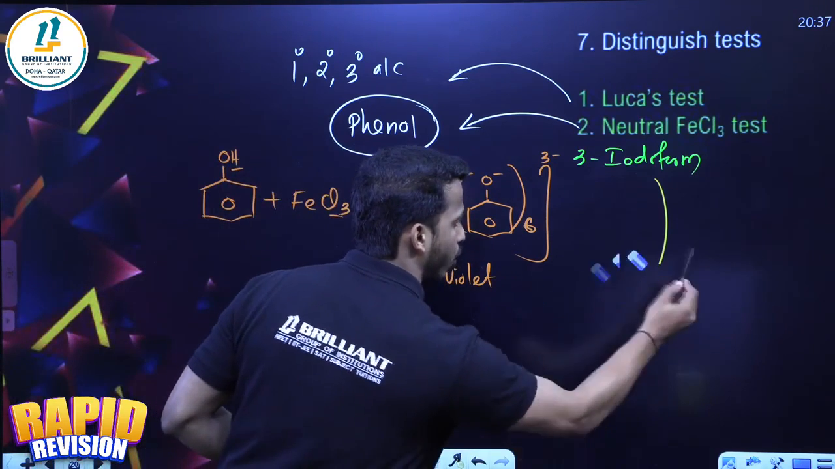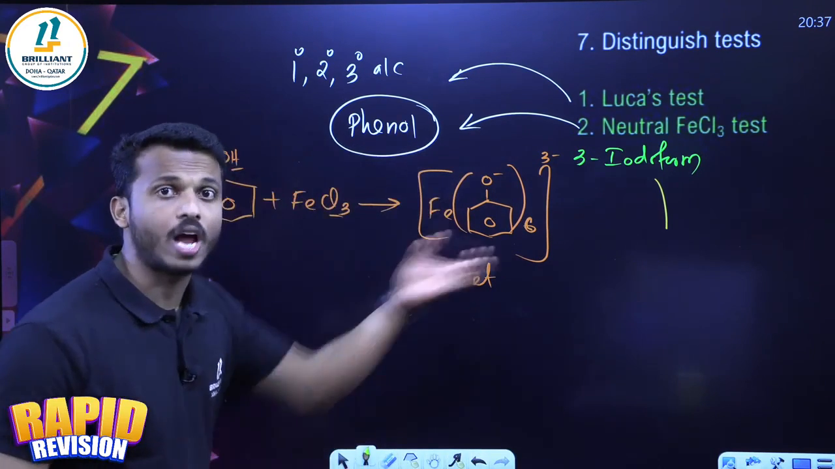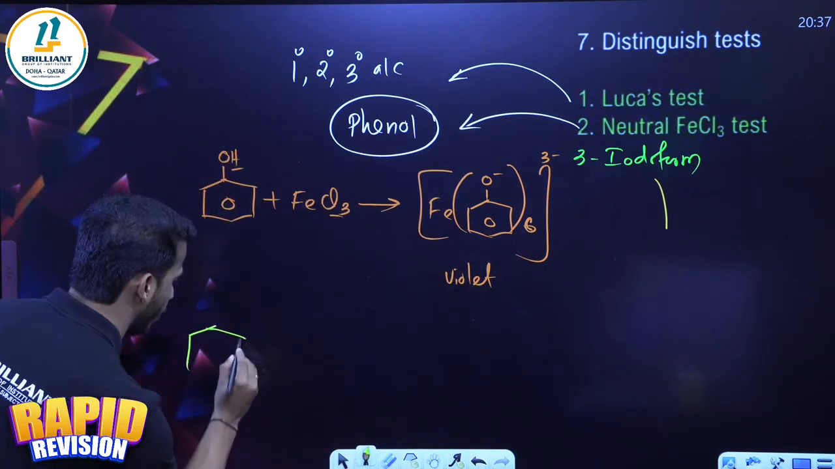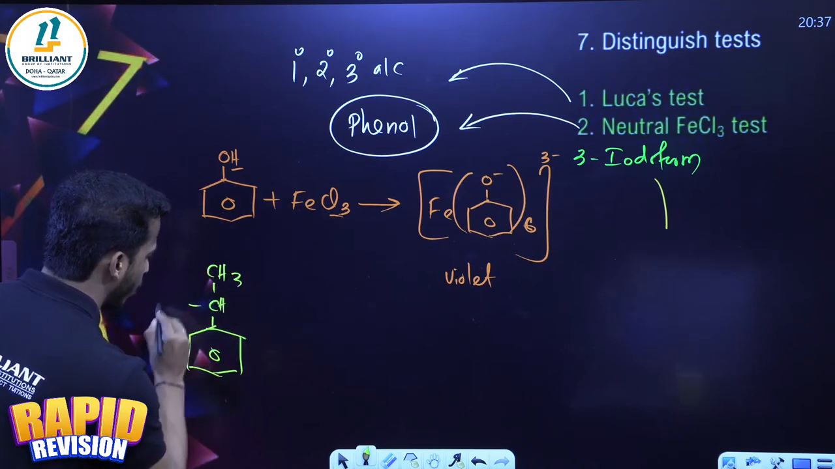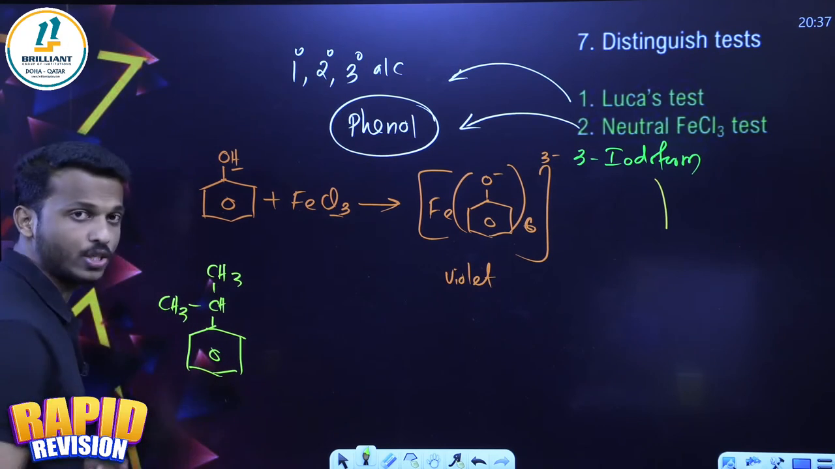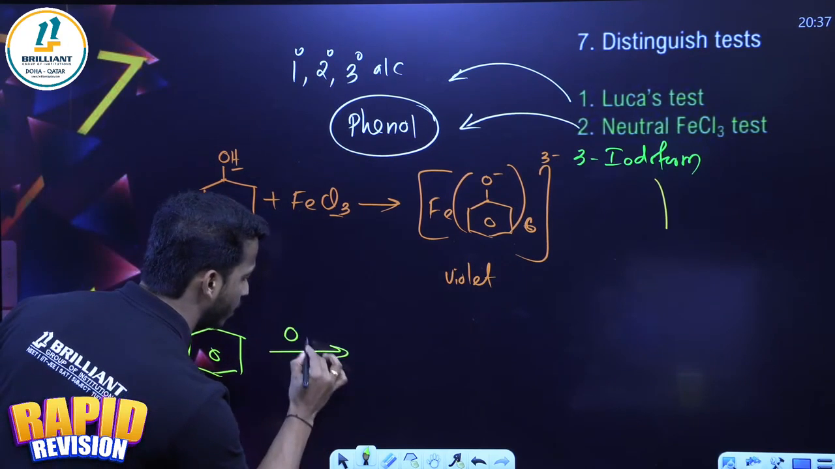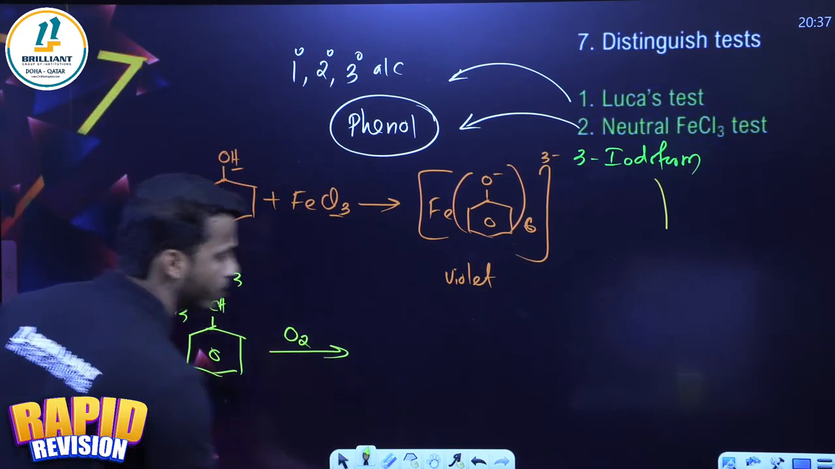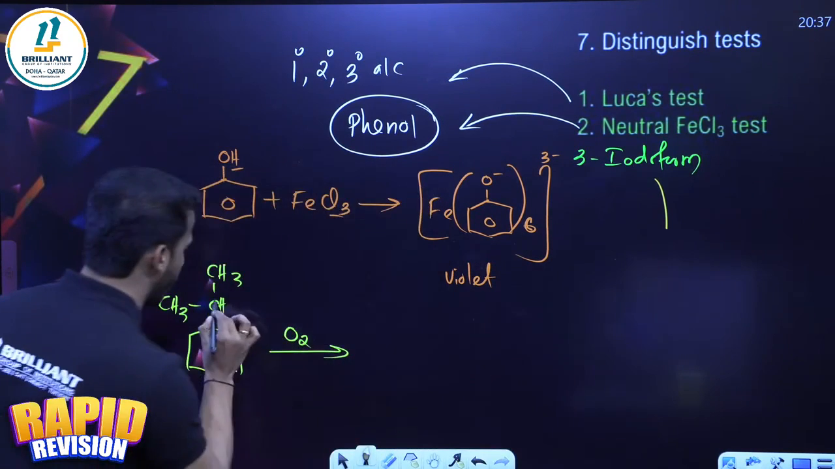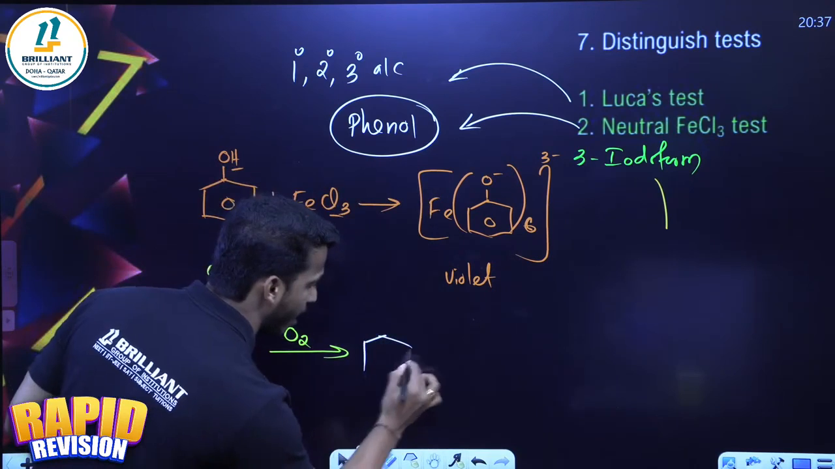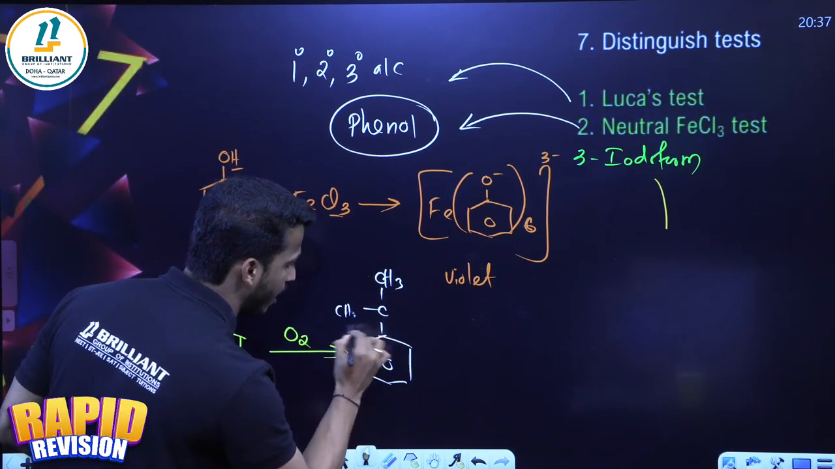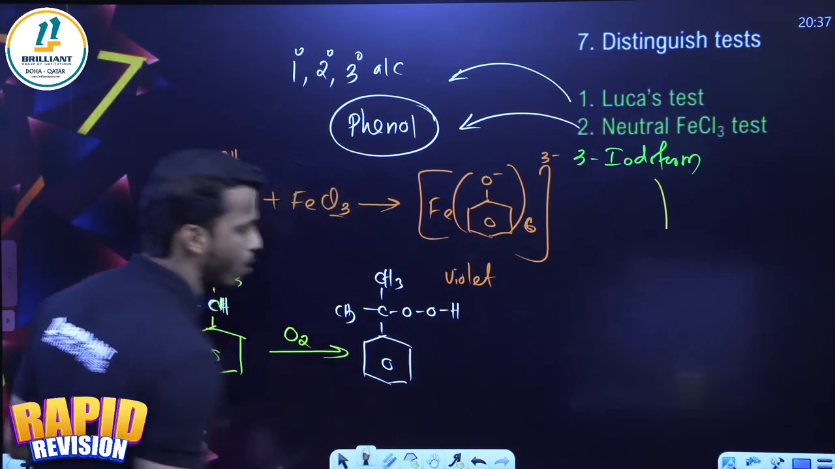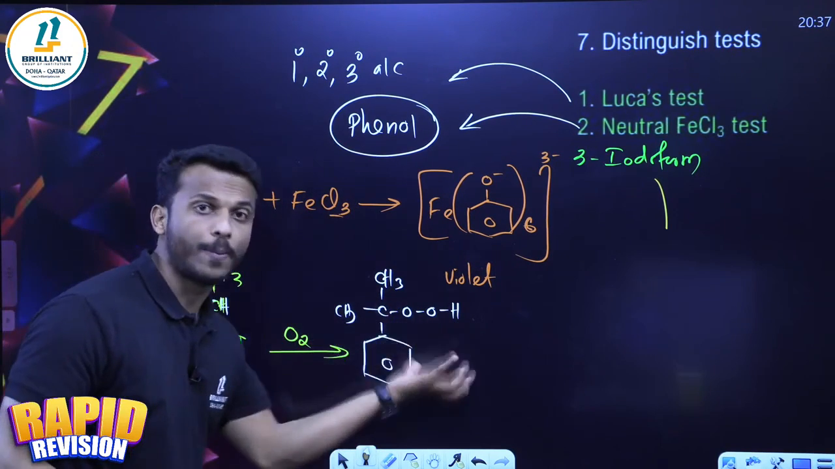The cumene preparation, okay? From cumene, how to prepare phenol? What is cumene? Cumene means benzene with an isopropyl group. First we will treat it with oxygen. Please add this oxygen in between this carbon and hydrogen. So you will get benzene with C(CH3)2OOH. It is called cumene hydroperoxide.